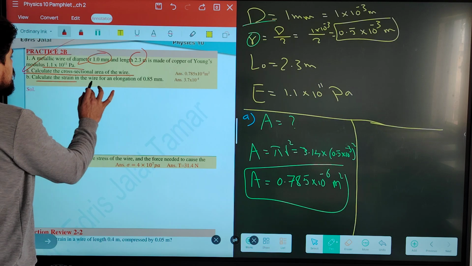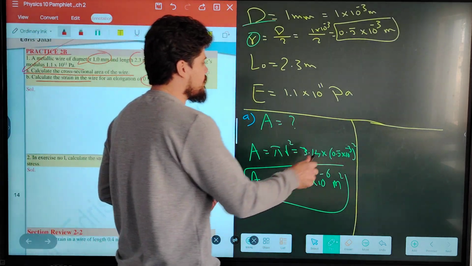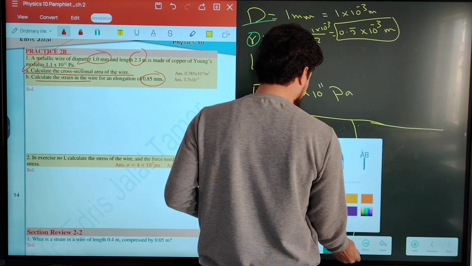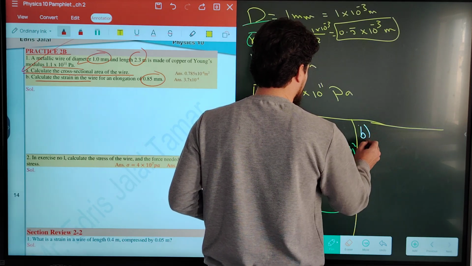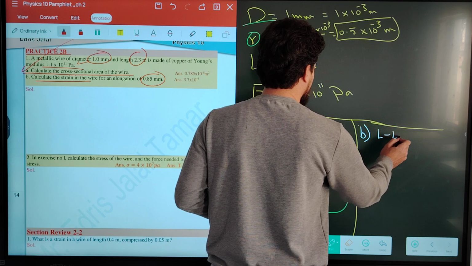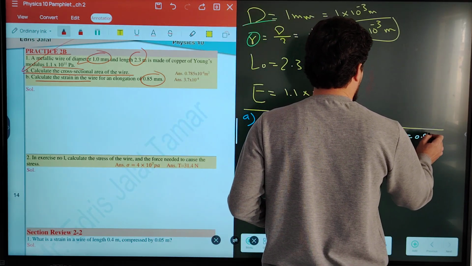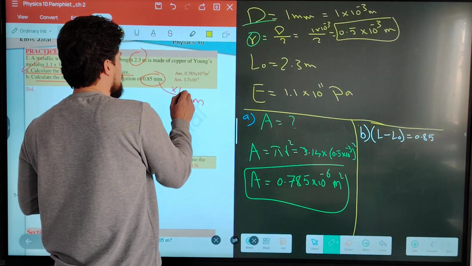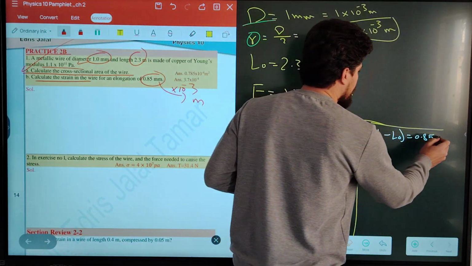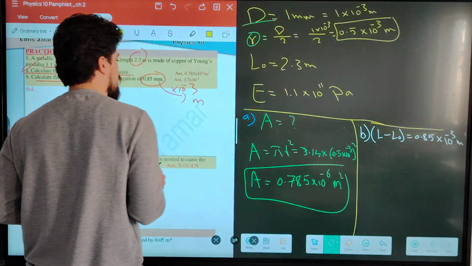Branch B, calculate the strain in the wire for the elongation. Elongation was given. Guys, look, in branch B, the elongation was given, which is equal to 0.85 millimeter. Convert to meter, multiply by 10 power negative 3 meter. This is the elongation.